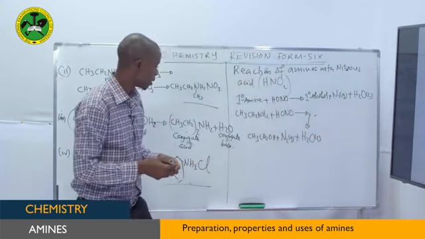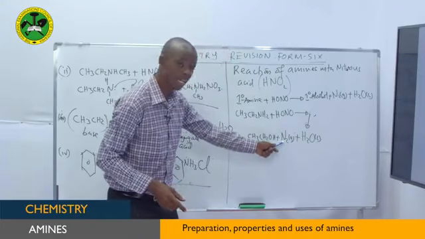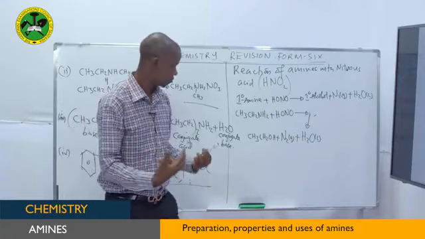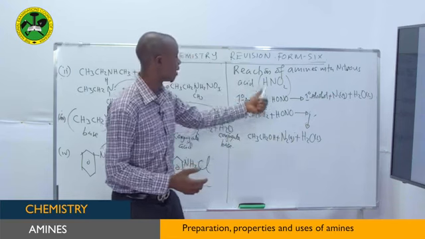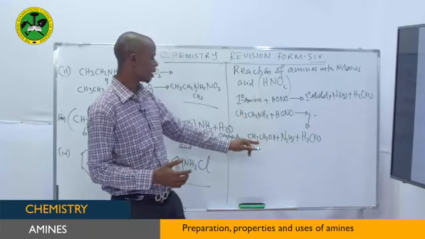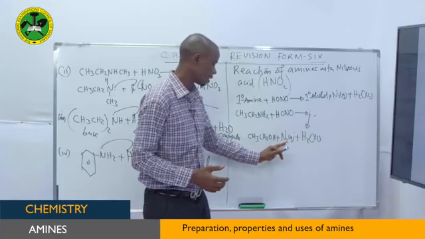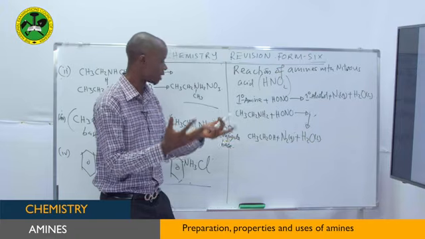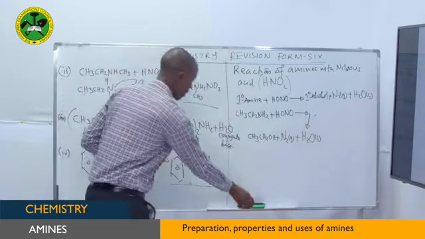This is a clear solution, but this nitrogen gas which is evolved will come out as bubbles. So that is how you can see that this is the primary amine. It reacts with the nitrous acid, giving a primary alcohol and water, as well as nitrogen gas. But this nitrogen gas will come out as bubbles from this clear solution.